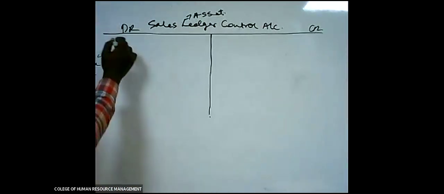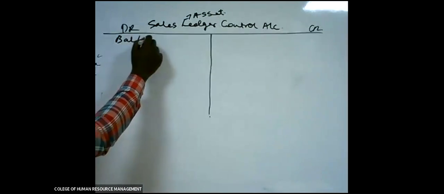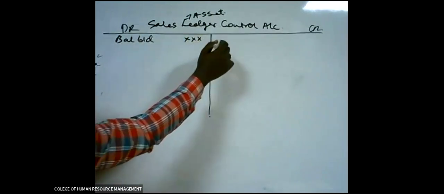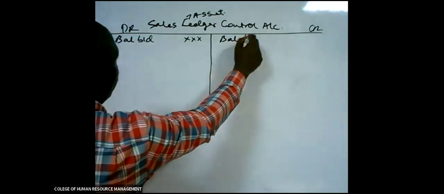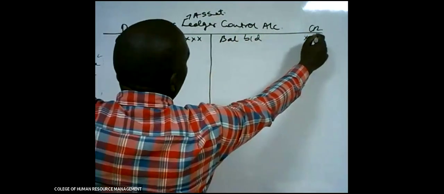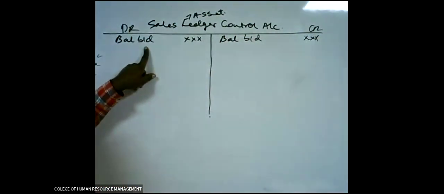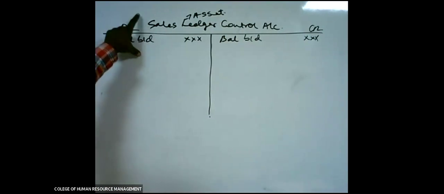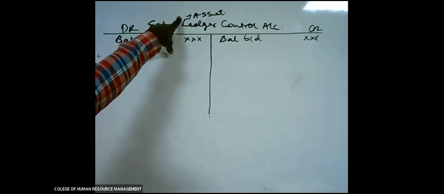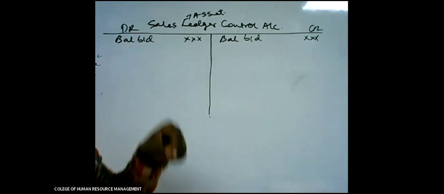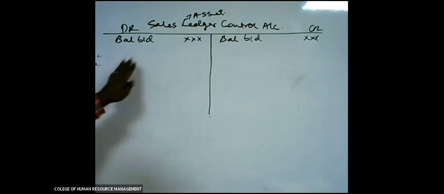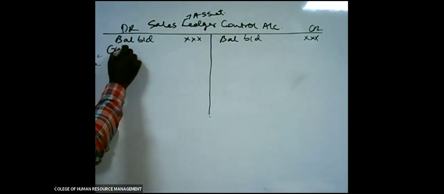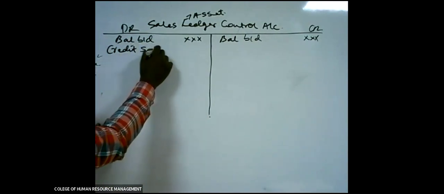So here we also start with the balance brought down. I also have a credit balance brought down. The opening balances, they are captured as brought down. Then what increases this asset's balance? The debtors. What increases what the customers owe the business? The debit. Normally for credit sales.